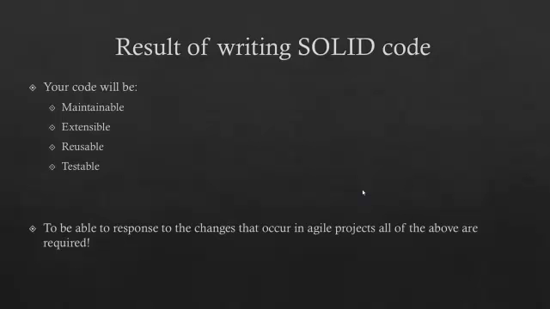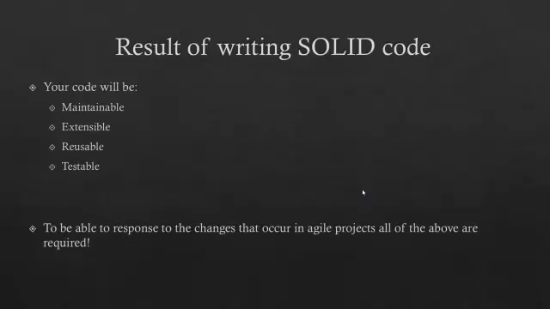So to be able to respond to changes that occur in agile projects, all of the above are required. So your code must indeed be extensible and reusable, but also very maintainable, because these clients come up with new requirements every iteration, every 2 or 3 weeks, and your code must be testable, because if you make these changes, you want to test your code to see if you do not have any regression errors. So that's why you need to adhere to these 5 principles.